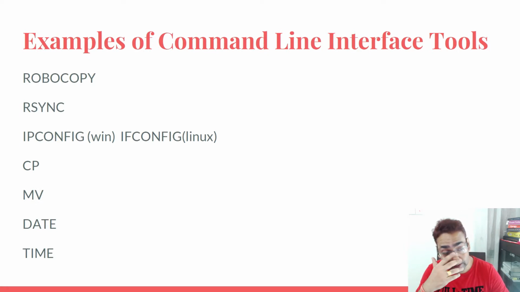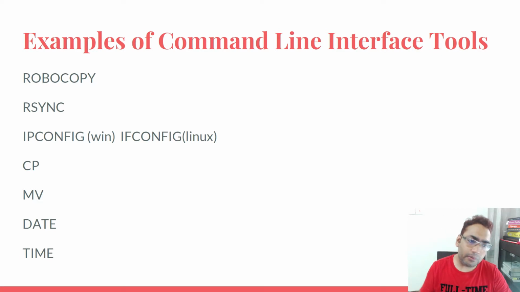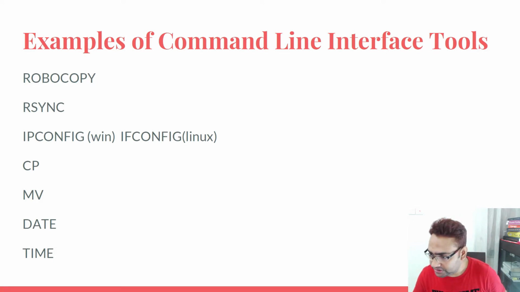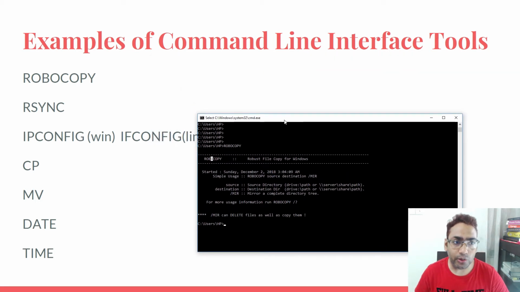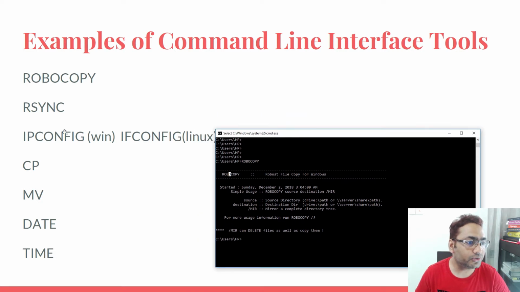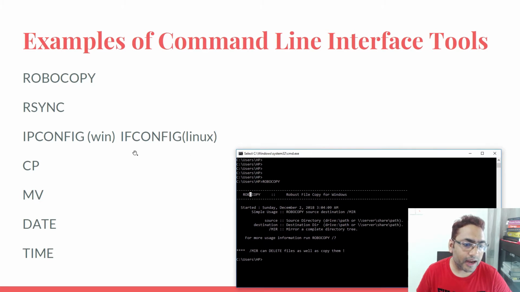Examples of command line interface tools: one I already showed you is robocopy, which is used to copy files from one folder to another, and it is used in Windows. In Linux we use rsync. ipconfig and ifconfig are also command line tools: ipconfig we use in Windows and ifconfig in Linux. And the same for cp for copy, mv for move, date, and time.